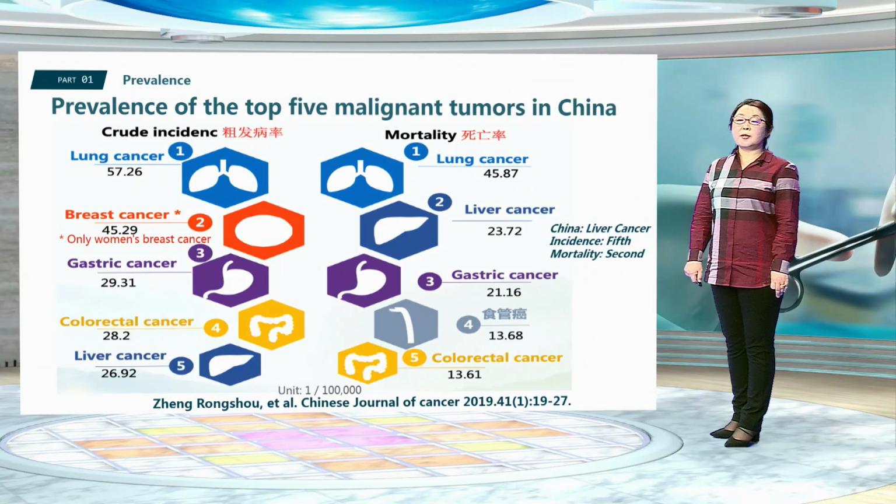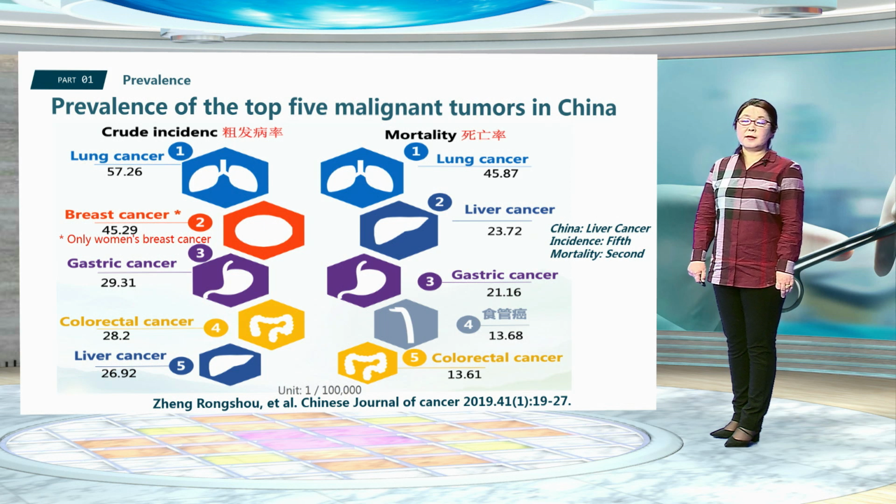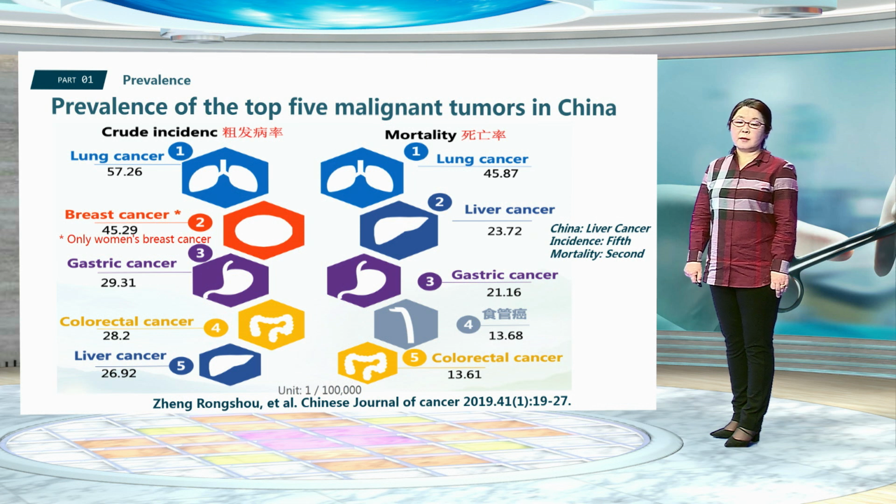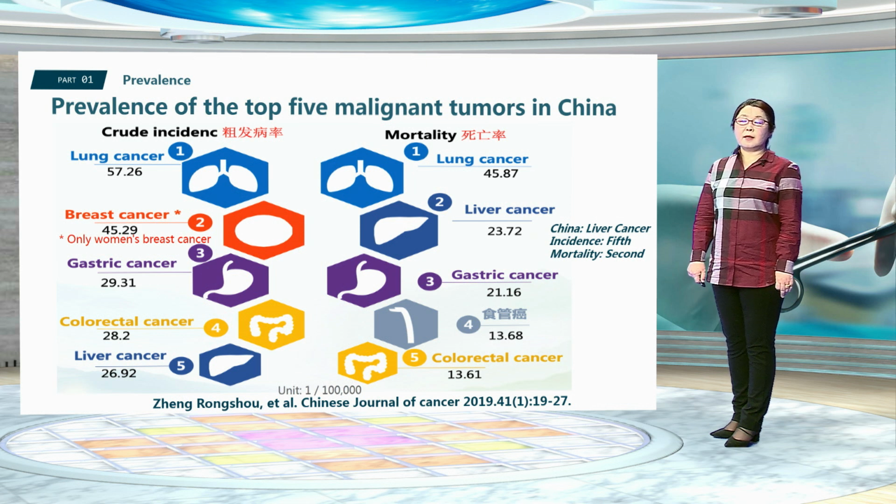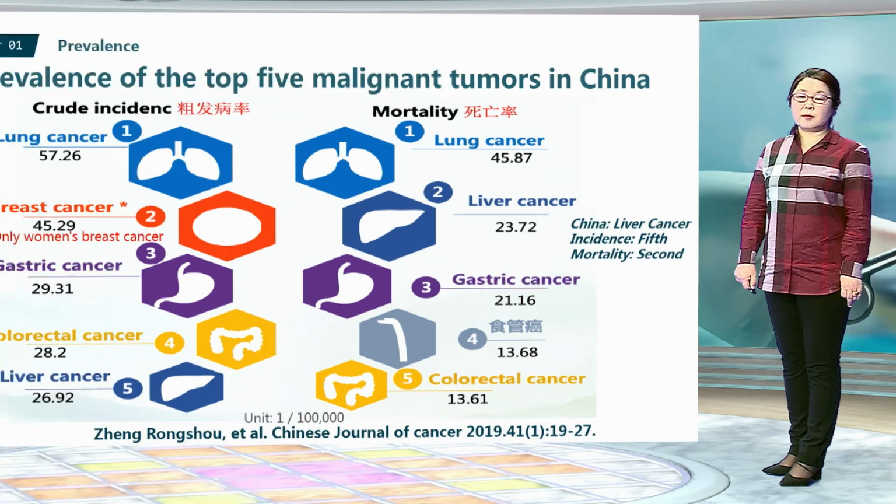This slide shows prevalence of the top 5 malignant tumors in China. At the left, we can see that the incidence of liver cancer is 5th. On the right, we find the mortality is 2nd among the top 5 cancers. So liver cancer is also a great threat to Chinese people.